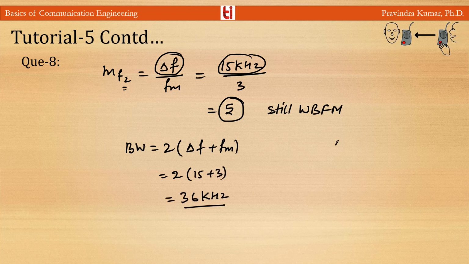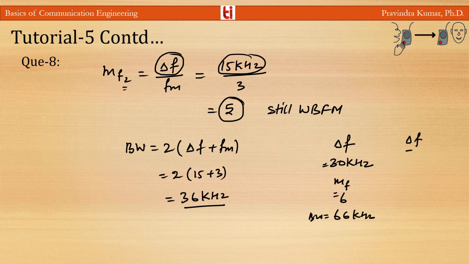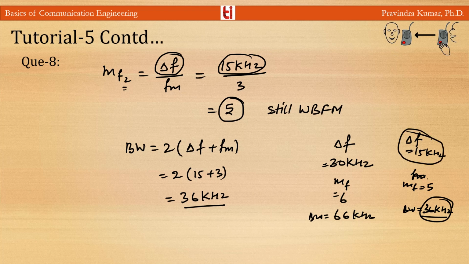So when delta f is 30 kilohertz, the modulation index was 10 and the bandwidth was 66 kilohertz. And in the case when delta f was 15 kilohertz, the modulation index was 5 and the bandwidth is 36 kilohertz. So there is a reduction in the bandwidth if I reduce the frequency deviation, but there is only a slight change in the modulation index.